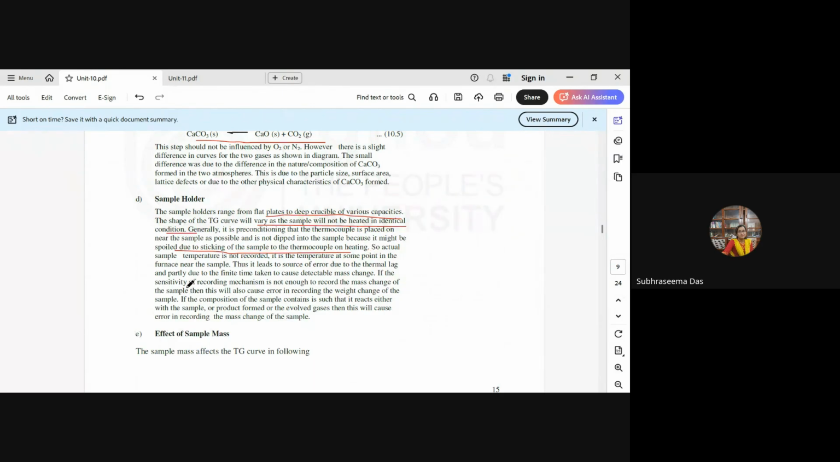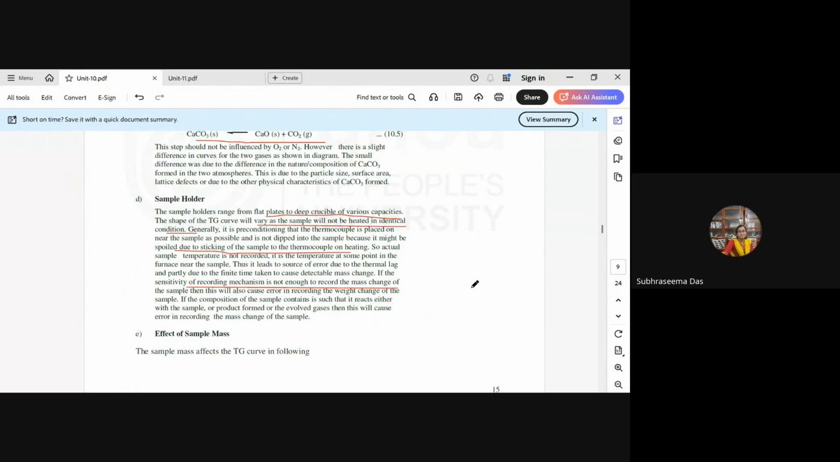If the sensitivity of the recording mechanism is not enough to record the mass change, then it will also cause an error in the measurement. So it is always advisable that we take a sample holder in such a way that it will not react with our sample, plus it will also be very sensitive to the minute mass changes that occur during the TG experiments.